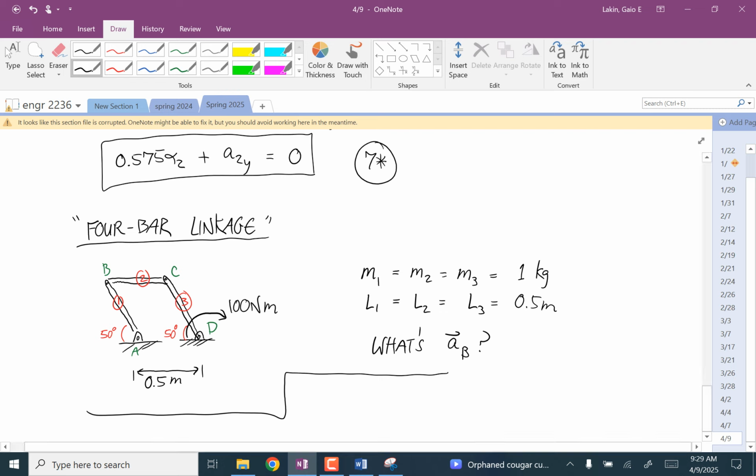Let's say, like always with linkages, you have to know what the angular velocities are. Let's say that the angular velocities at this instant are all equal to 0.